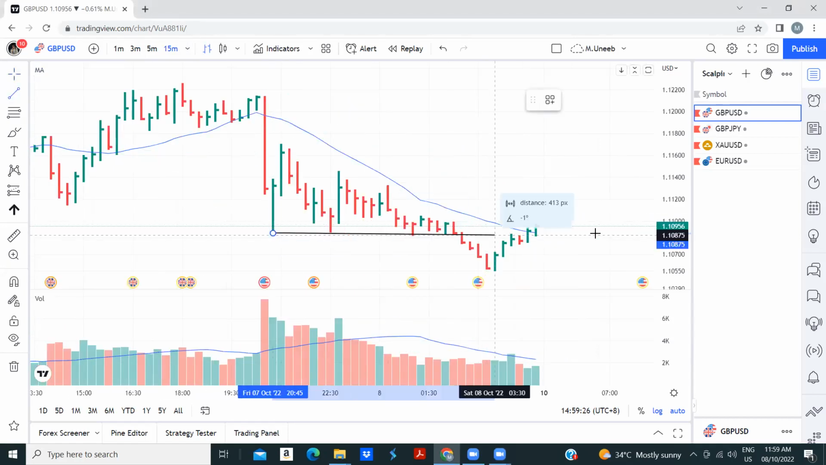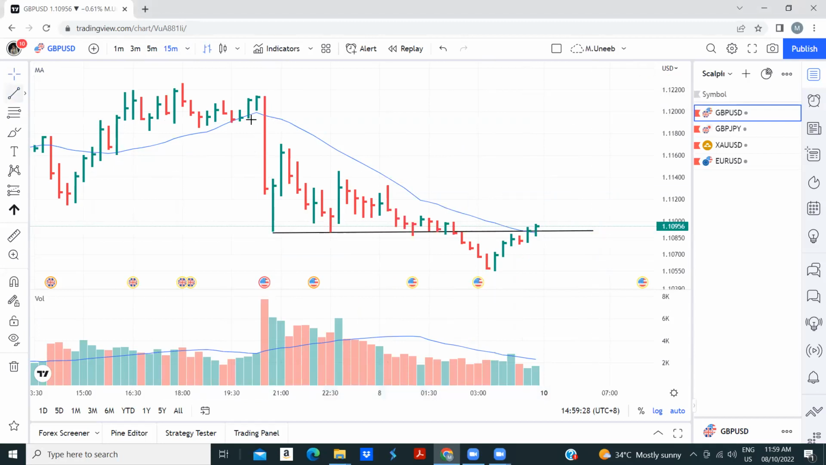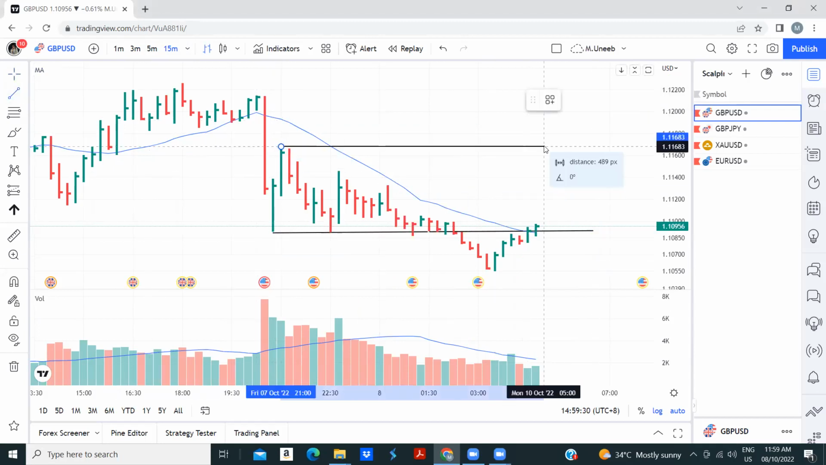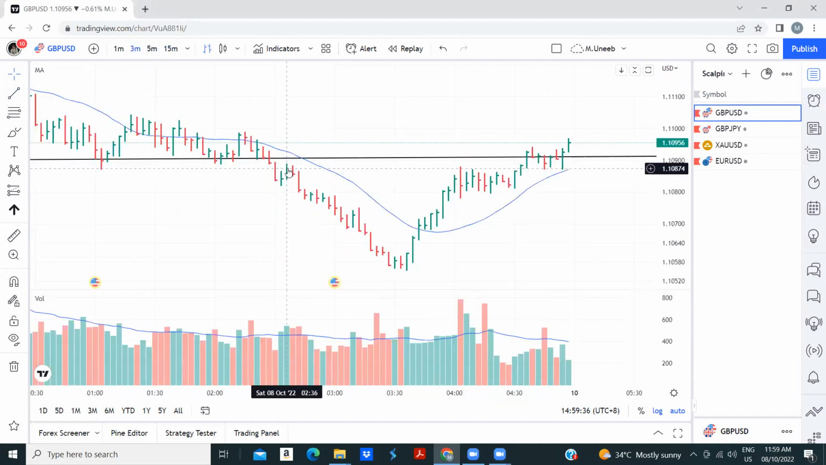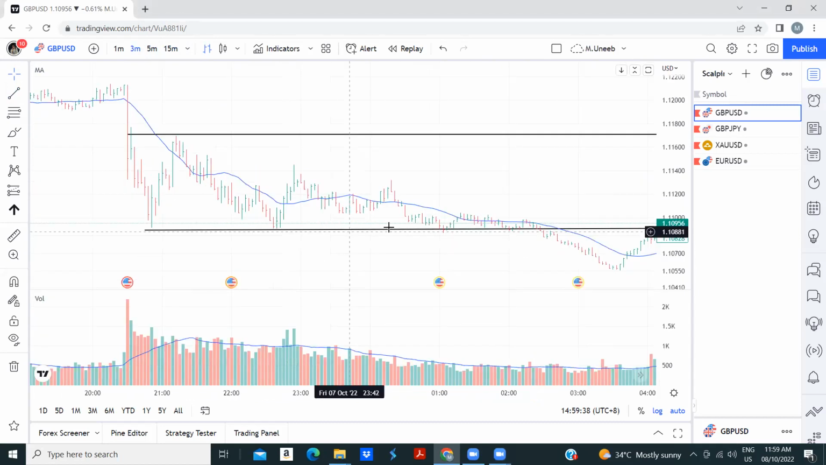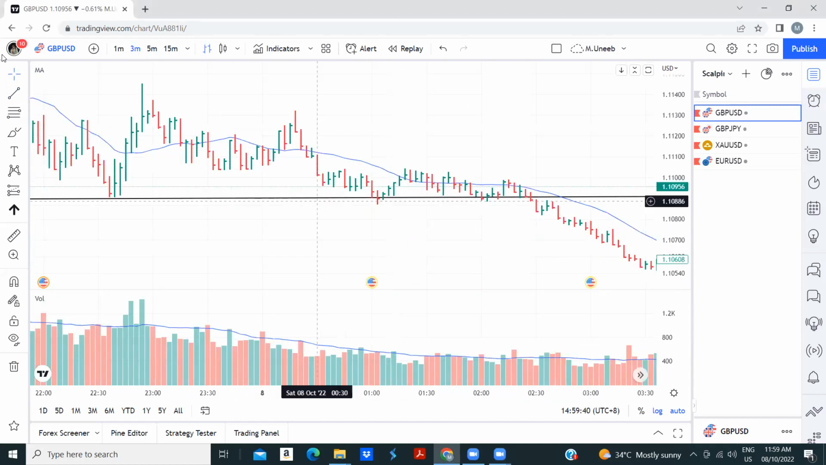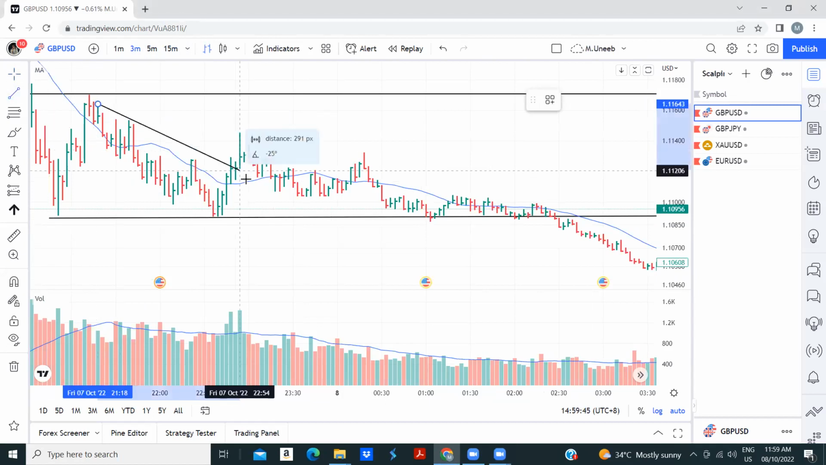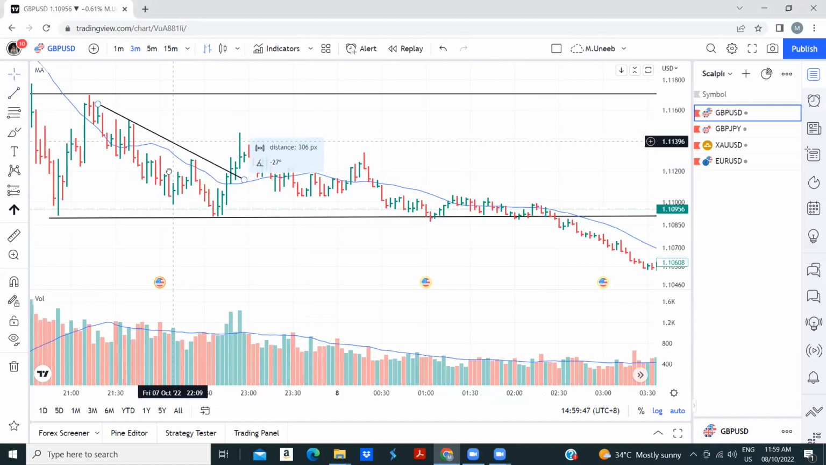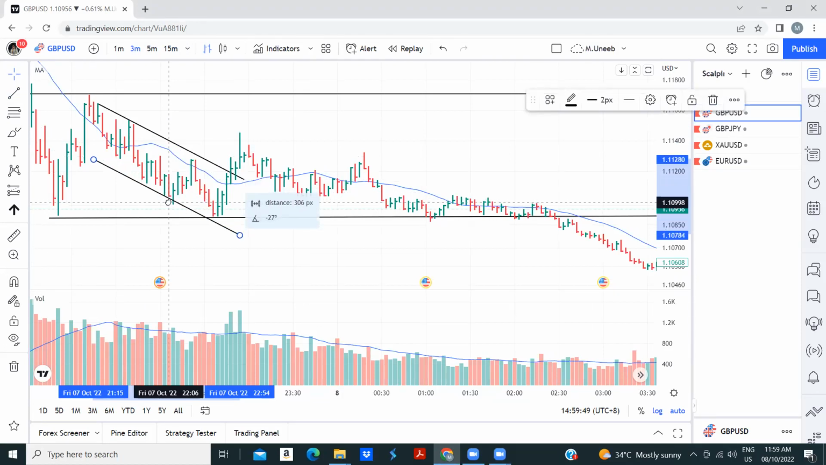The selling climax here, AR. We draw this line on a 15-minute time frame and see here what happens when we have an AR here. And then what do we see? The microstructure. If you can draw the microstructure here, you will see.